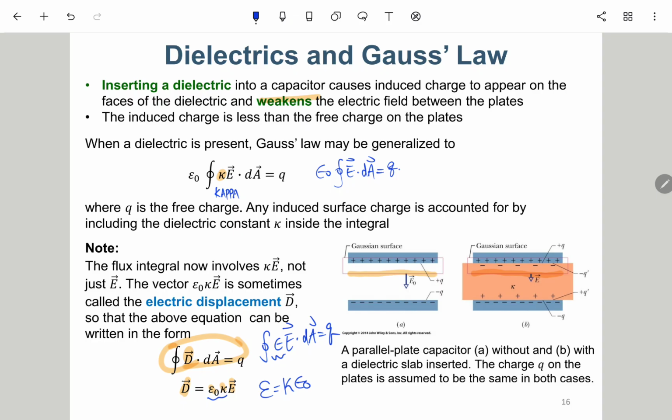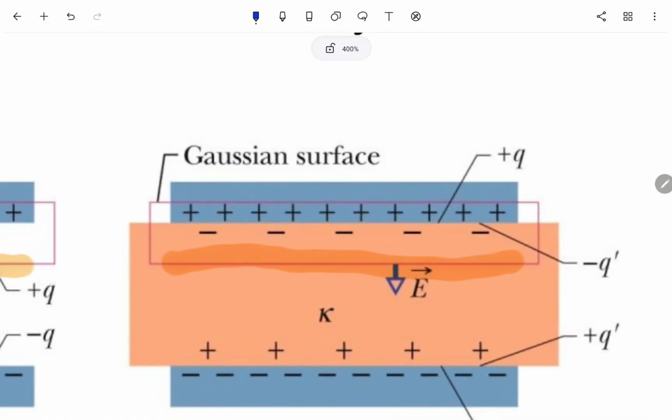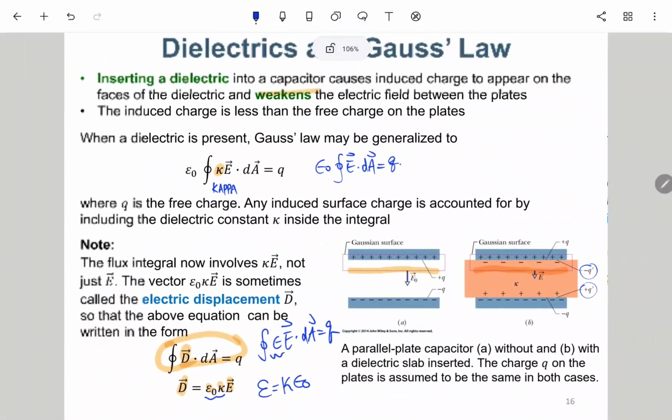Actually, if we consider the kappa in the Gaussian surface, we don't consider this excess charge. If you consider this Q prime, then still make the Gauss law like this. If you consider kappa here, then just ignore this Q prime, otherwise you will consider the same effect twice and make it wrong.